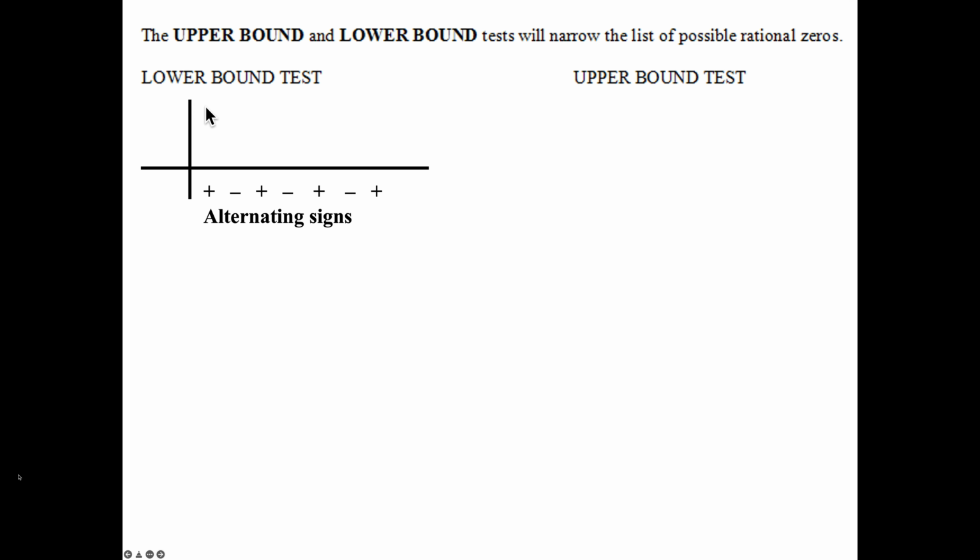So in order for a lower bound test to work, when you test a rational number here, and if you get alternating signs on the bottom, then this 0 is a lower bound. That means nothing in that numerical list I generated earlier that I said I put on the back burner is a possible 0. But to get alternating signs, you have to use one of the negative rational zeros. So you have to have a negative number out there.